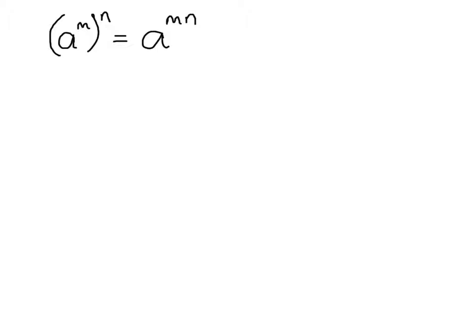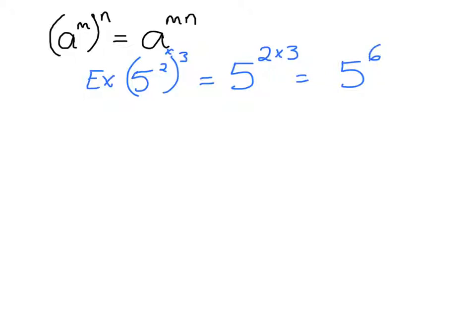Some examples of this could be 5 squared to the power of 3. We have a power to a power, so we're going to times those exponents together. So if we write that out, we have 5 to the power of 2 times 3, and as a single power, 5 to the power of 6.